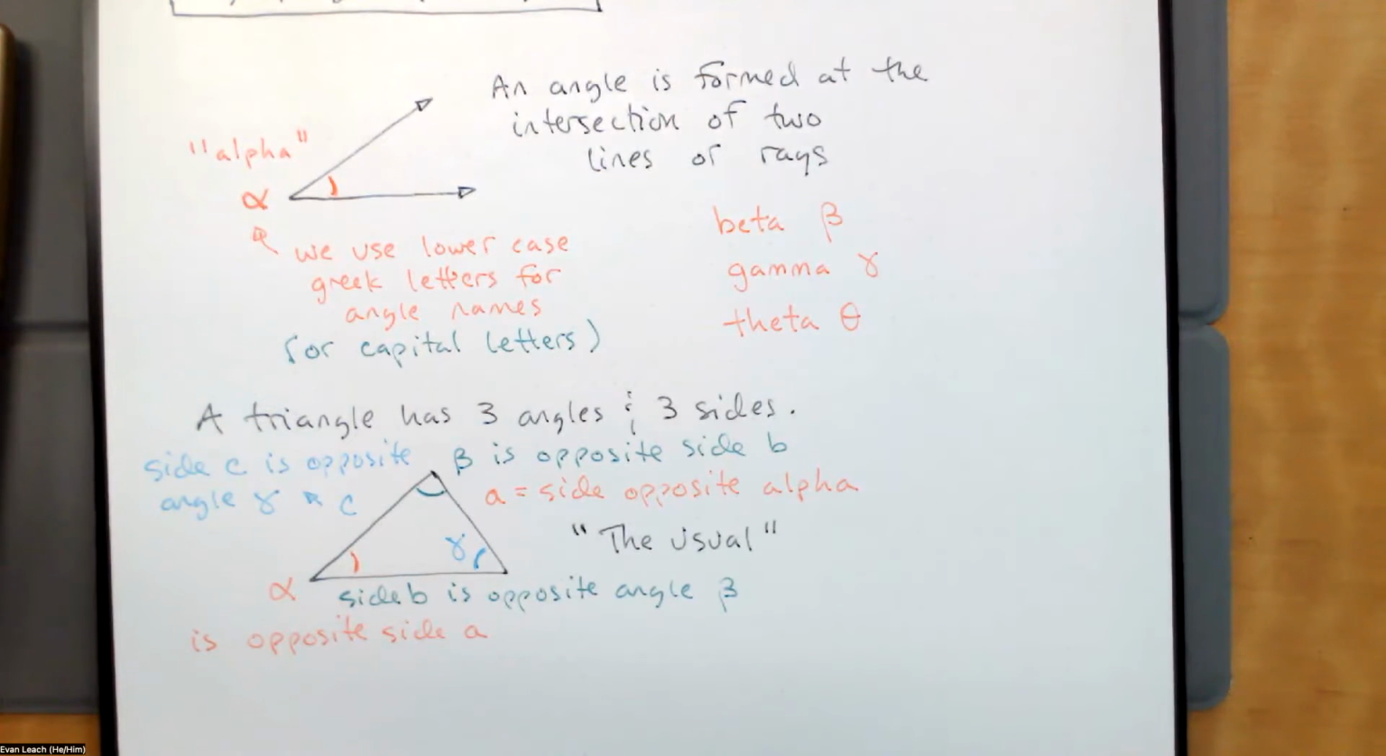That will be our usual triangle. A is opposite alpha, B is opposite beta, C is opposite gamma. That way, if we want a problem, I can just say gamma is so-and-so, C is this, and alpha is whatever it is. And you'll know what parts match up.